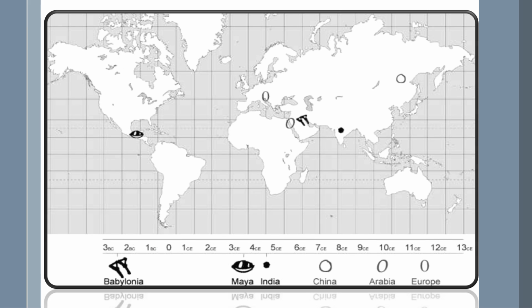The first records of zero were in Babylonia in the 3rd century BC. It was then found by the Mayans in the 3rd century AD and later was devised in India in the 4th century, spread to China, Arabian countries, and finally to Europe.